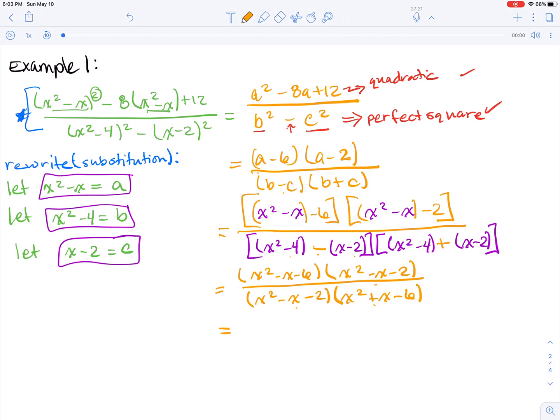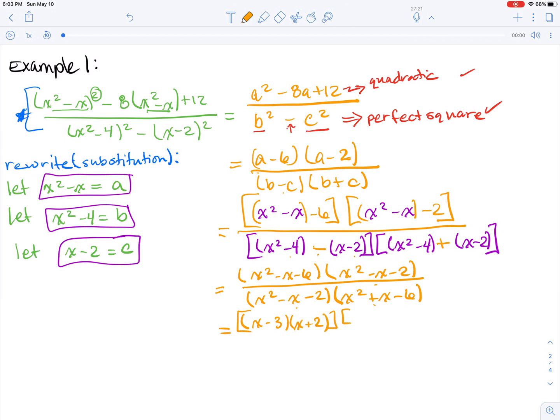Again, quadratic and a quadratic. So I can go ahead and factor each of those quadratics. I am not going to distribute and multiply them out and get x to the 4th, because that's going to defeat my purpose of dividing my like factors in the end. So instead I'm going to factor them out. I have x squared minus x minus 6. Well, that gives me x minus 3, x plus 2.